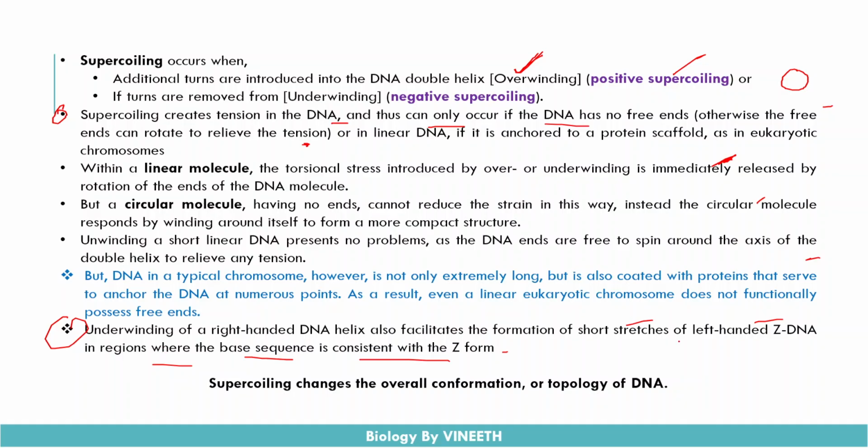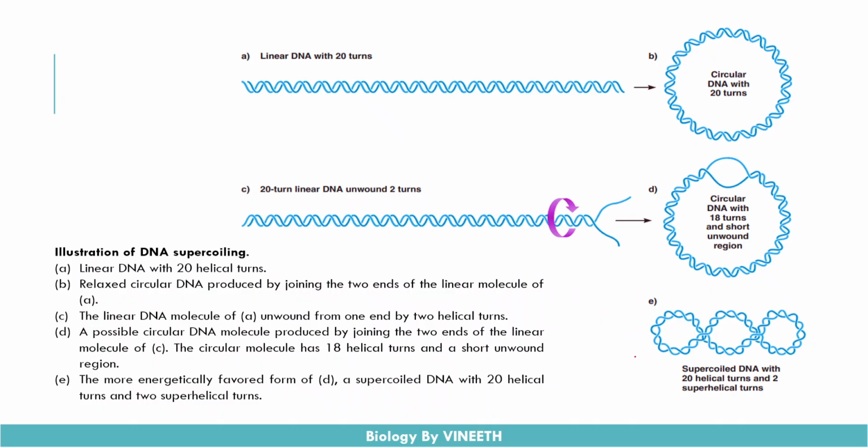Okay, so this Z-DNA is actually a slimmer and elongated version of the B-DNA. If you want to convert B-DNA, you just have to do the underwinding. Supercoiling also changes the overall topology, that means the overall deformity of this B-DNA.